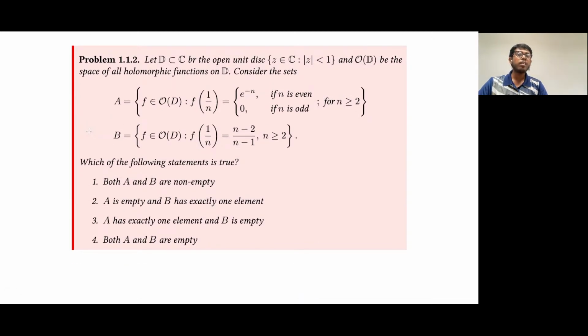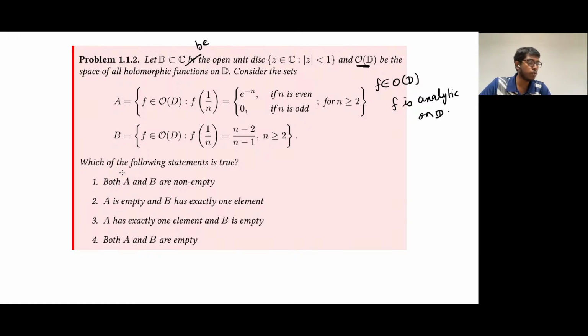So it says that D is an open unit disk. So let D be the open unit disk and O(D) be the space of all holomorphic functions on D. Okay. So this means that whatever f is in O(D), this f is analytic or holomorphic on D. Okay. And now you have two sets A and B defined on the 1 by n numbers, and then you are asked to find out which of the following statements is true.